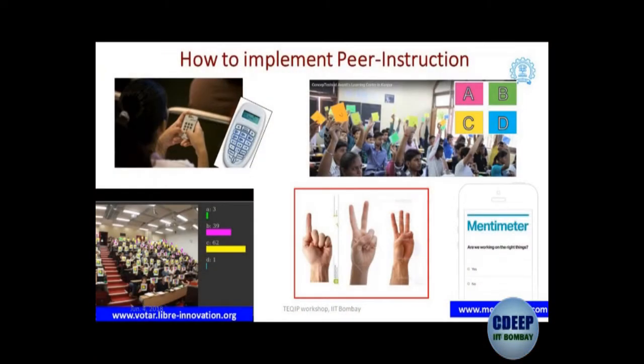So the first one was actually using technology called clickers. Kaun Banega Crorepati, remember? You know, that was what was popular in the 1990s and 2000s. So students would actually press their choice and the teacher would see a histogram of what the different choices, especially in a class of 300, it's great to have that technology.